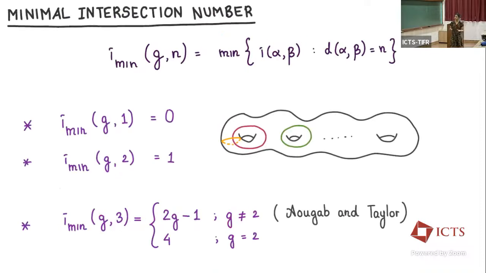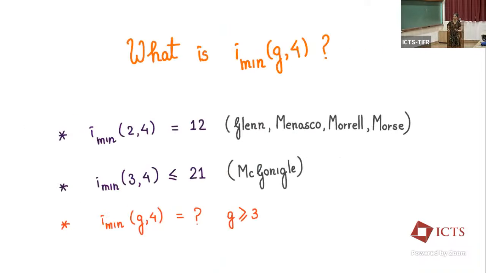The next quantity that we wanted to know was what is this value for n equal to 4. As a bigger question, we were interested in finding out what is I min of g comma n. Our interest was trying to use this quantity to find some nice geodesics in the curve graph. For genus g equal to 2, this value is known to be equal to 12, and this was given by Glenn, Manasco, Morrell, and Morse. They proved this value by using a software known as MICC.